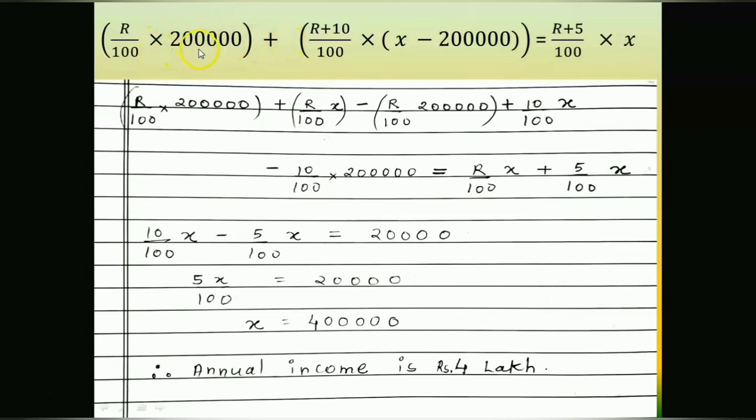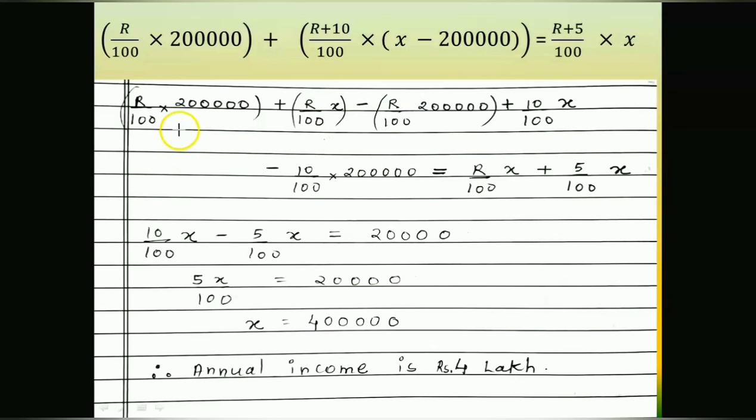So how do we split this? First write this as it is and then we shall open these brackets. So it is r divided by 100 into x plus, r divided by 100 into x, then this sign is minus. So it is minus r divided by 100 into 2 lakhs, then plus 10 divided by 100 into x minus 10 divided by 100 into 2 lakhs. Okay.